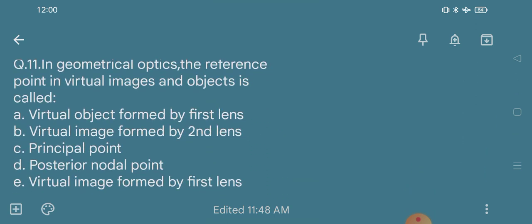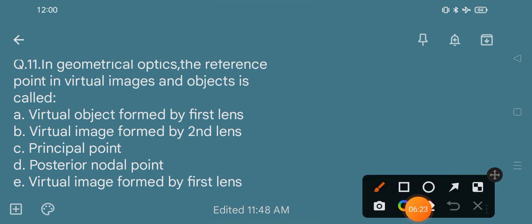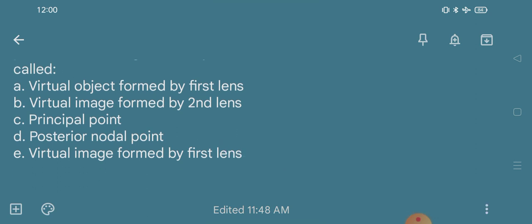Question number 11. In geometrical optics, the reference point in virtual image and objects is called option A virtual objects formed by first lens, option B virtual image formed by second lens, option C principal point, option D posterior nodal point, option E virtual image formed by first lens. The correct option is option E, that is virtual image formed by first lens.